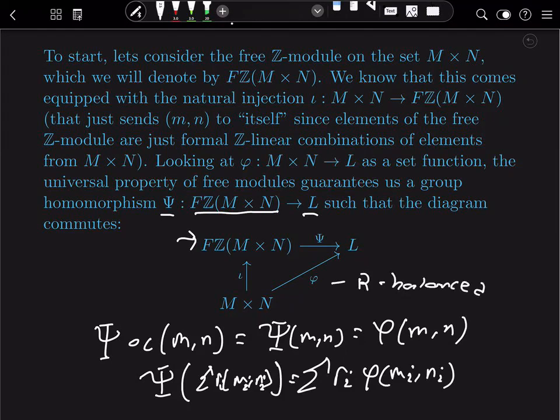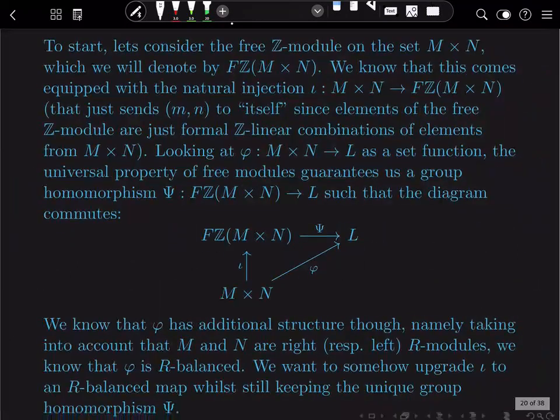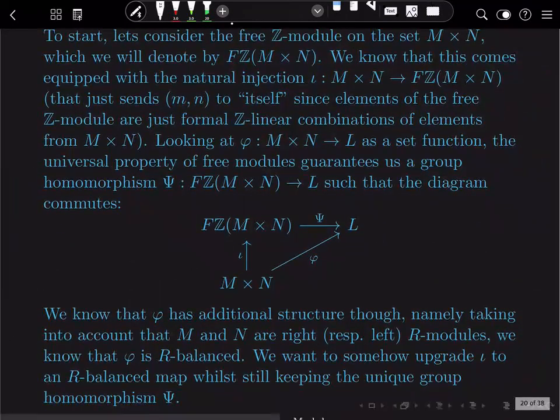Iota is not R-balanced. Iota is a set map, right? So that's what I note here. So we know that phi has additional structure.